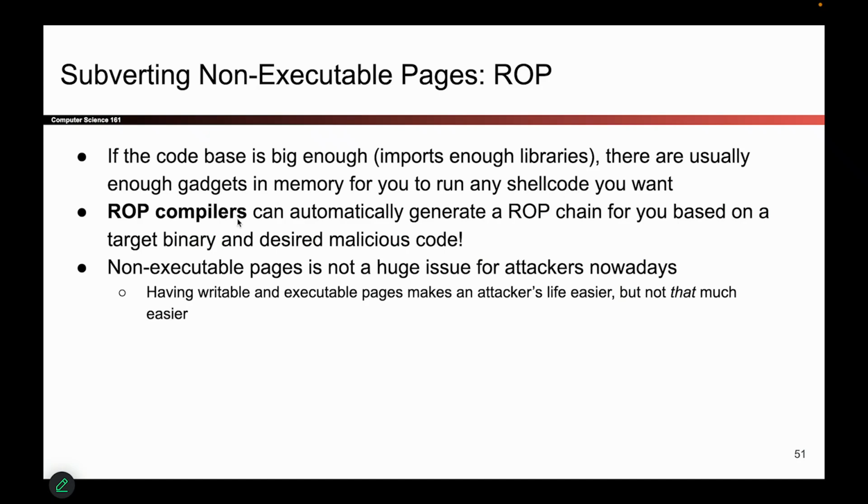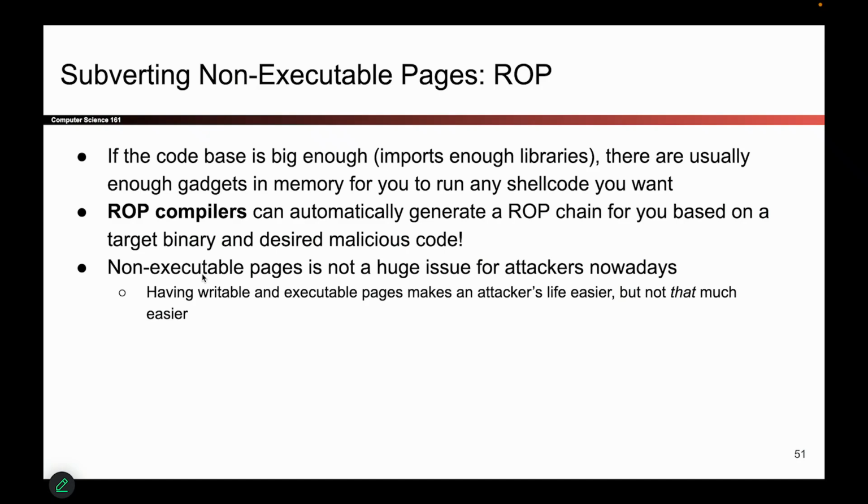And in fact, back in the day, this was a really fancy research paper, but over the years, people started automating this. And nowadays, you can even go online and search up ROP compilers. What those things do is they take your desired shellcode, and they build the ROP chain for you. So they tell you, here are the addresses you want to jump to. This will match the code that you want to run. So nowadays, this stuff can even be automated.